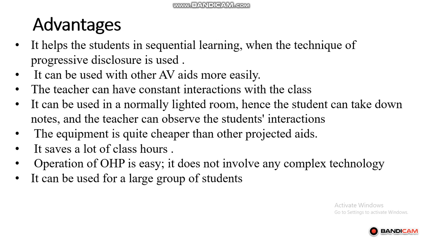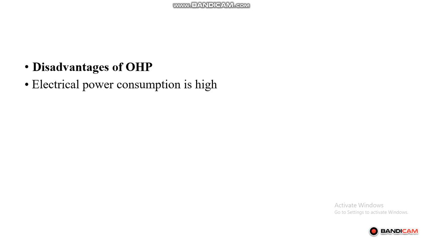So that is about the advantages. The only disadvantages are that electric power consumption is high, and that if it is not handled properly there is a chance of the bulb filament being broken, and if it gets overheated the bulb can blow off. Only in those cases is the bulb used in the OHP costly. Otherwise, if we handle it correctly, the lifespan of the OHP can be maintained for a longer time.